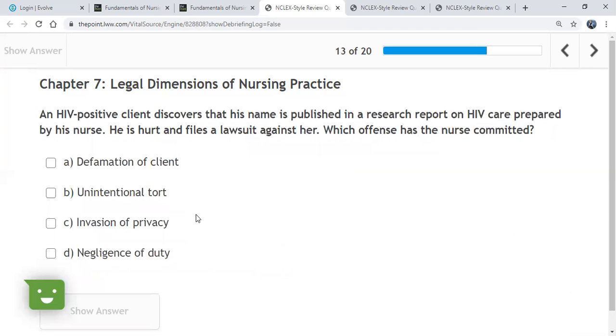An HIV positive client discovers that his name is published in a research report on HIV care prepared by his nurse. He is hurt and files a lawsuit against her. Which offense has the nurse committed?